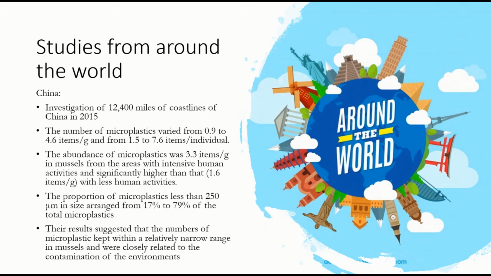The proportion of microplastics less than 250 micrometers in size ranged from 17 to 79% of the total microplastics. Diatom was distinguished from microplastics in mussels for the first time using scanning electron microscope. Their results suggested that the number of microplastics kept within a relatively narrow range in mussels and were closely related to the contamination of the environment. They proposed that mussels could be used as a potential bioindicator of microplastic pollution of the coastal environment. China's research looked at the microplastic content in each individual mussel, which was interesting.